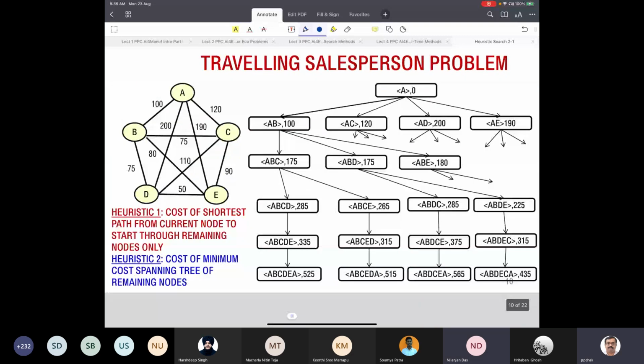So now let us come to the traveling salesperson problem. In the traveling salesperson problem, we have discussed the state space definition, etc. So now, there are two heuristic estimate costs that are defined here. Can anybody explain what is the first one? What is the first one? Can anybody explain?